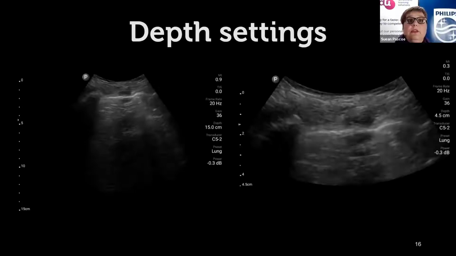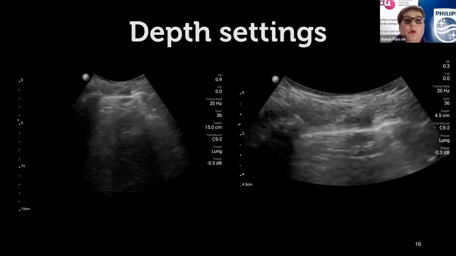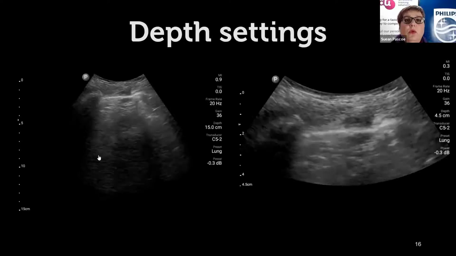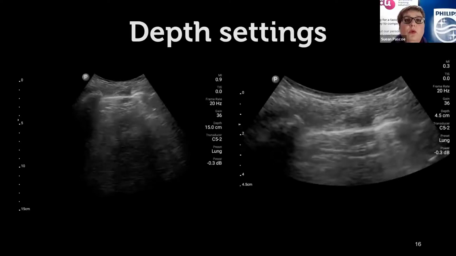The other thing to think about for those small pneumothoraces is to make sure your depth settings are correct. So if you've got your depth set, as we have on the left here at 15 centimetres, that's great for the B lines. But if you're concentrating on the pleural line looking for a pneumothorax, your focal zone is sitting somewhere deeper. You bring your focal zone up to where the pleural line is, and then you get better definition.